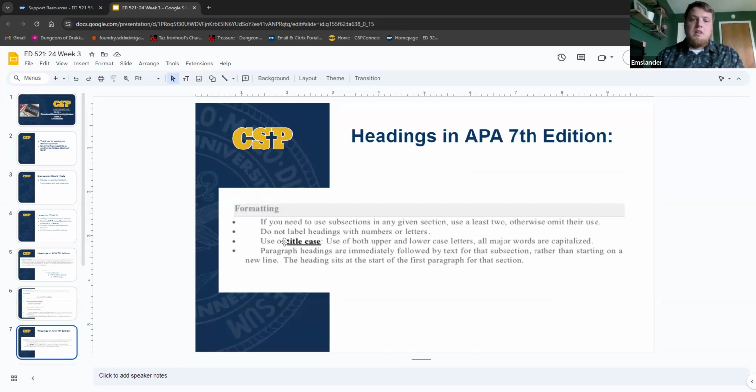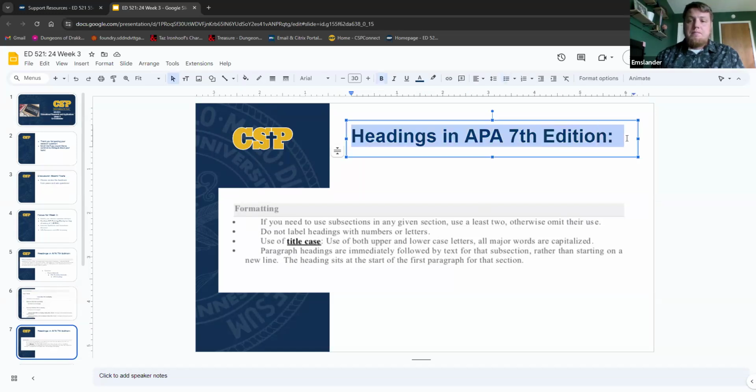So if you need to use subsections in a given section, use at least 2, otherwise just don't do them. Do not label headings with numbers or letters. You can feel free to do that in your rough draft, but make sure you remove them ahead of time. Use title case, use of both upper and lowercase letters, and all major words are capitalized, just like up here.